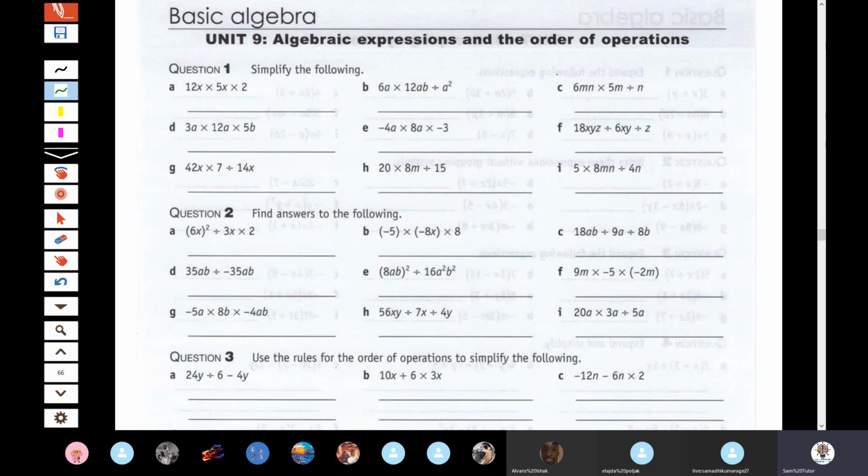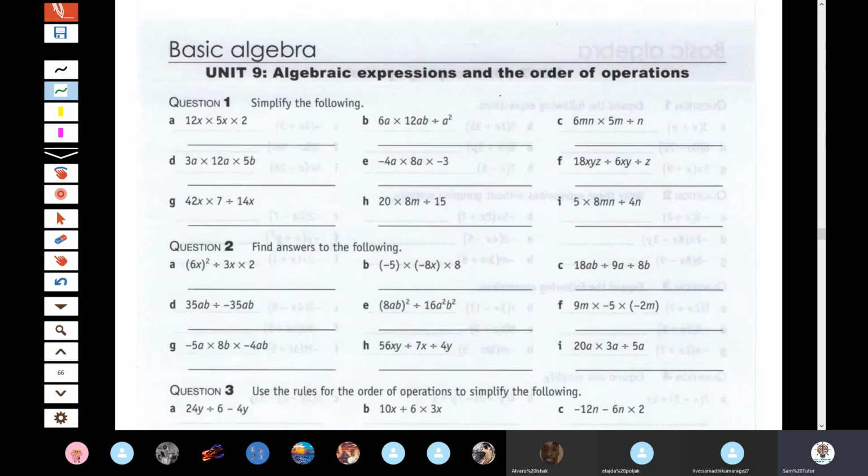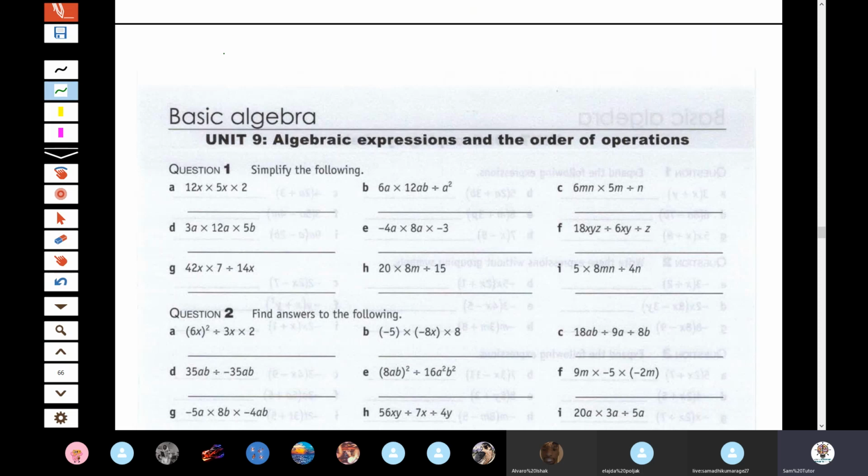Algebraic expressions and the order of operations. Okay, so now we've got to apply our order of operations, which is, of course, there's a lot of them. There's BODMAS, there's BEDMAS, there's BIDMAS. That's the one I use. Anyone else know any other acronyms that they've learned? No, those are pretty much it.